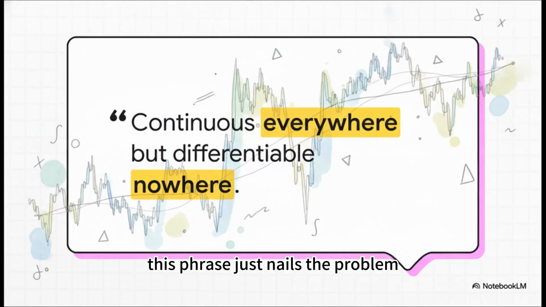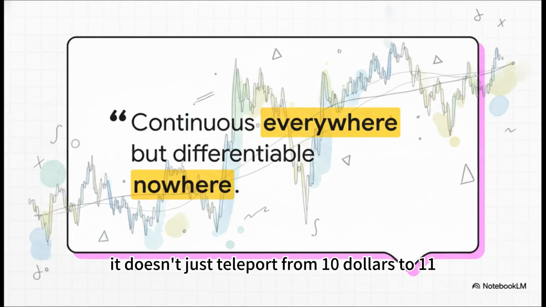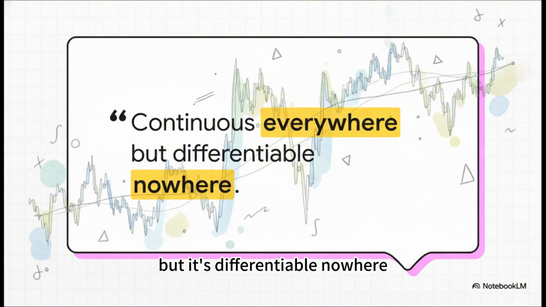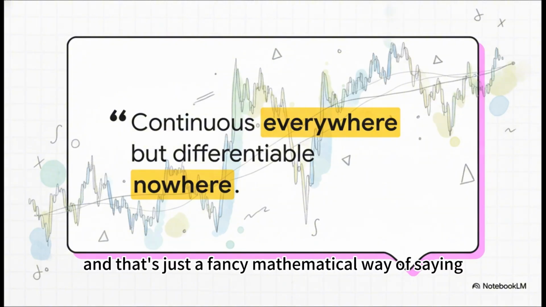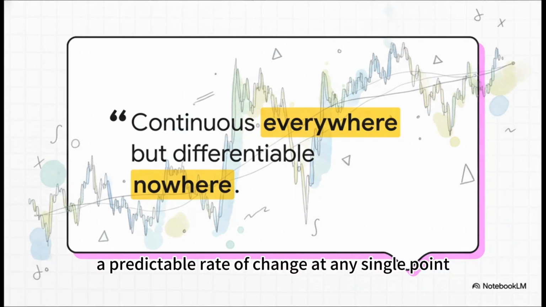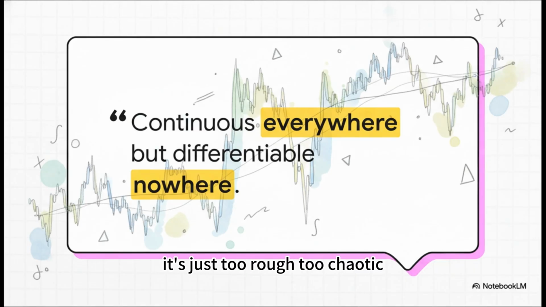This phrase just nails the problem. A stock price path is continuous, right? It doesn't just teleport from $10 to $11, but it's differentiable nowhere. And that's just a fancy mathematical way of saying you can't find a clean slope, a predictable rate of change at any single point. It's just too rough, too chaotic.